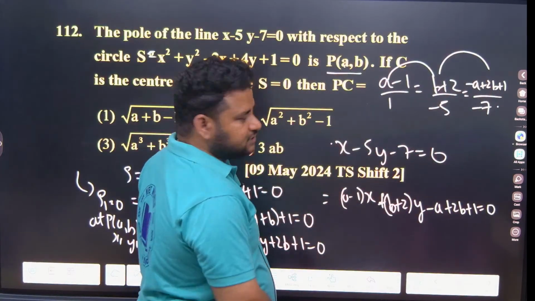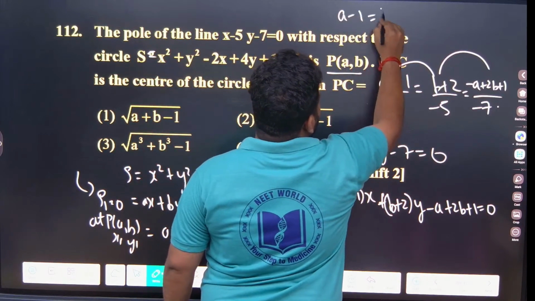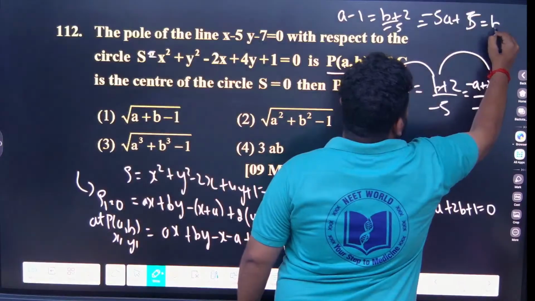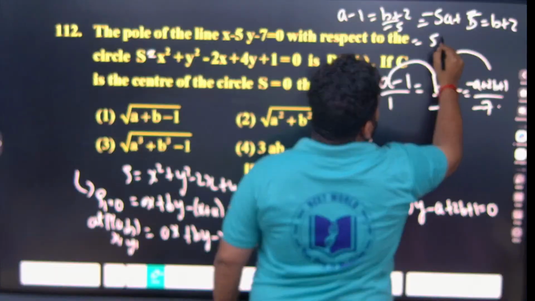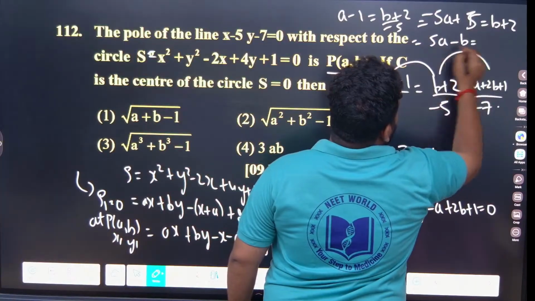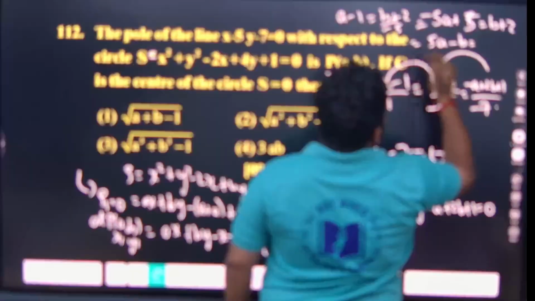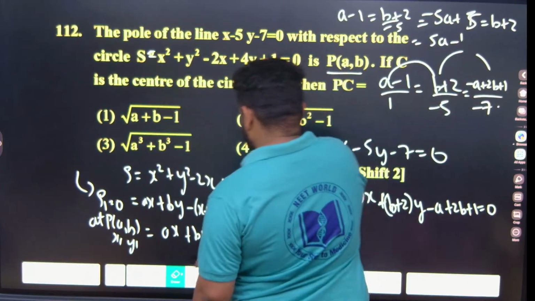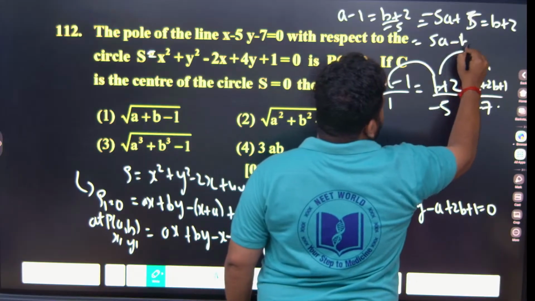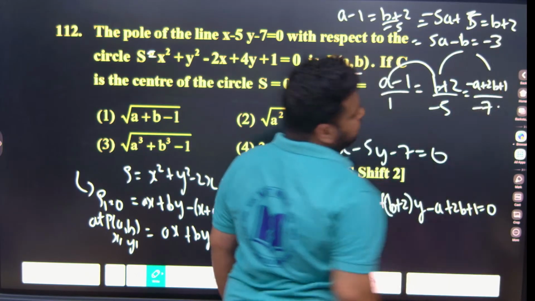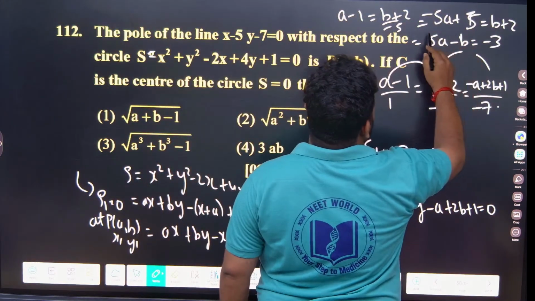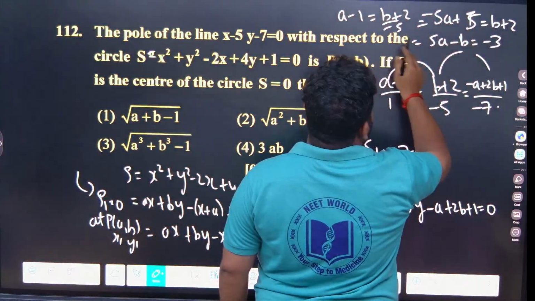Okay, a minus 1 is equal to (b plus 2) by minus 5. So minus 5a plus 5 is equal to b plus 2. Correct? 5a minus b is equal to, I can write it as plus 3. Minus b, I will send that side, this will become minus 3. 5a minus b is equal to minus 3.